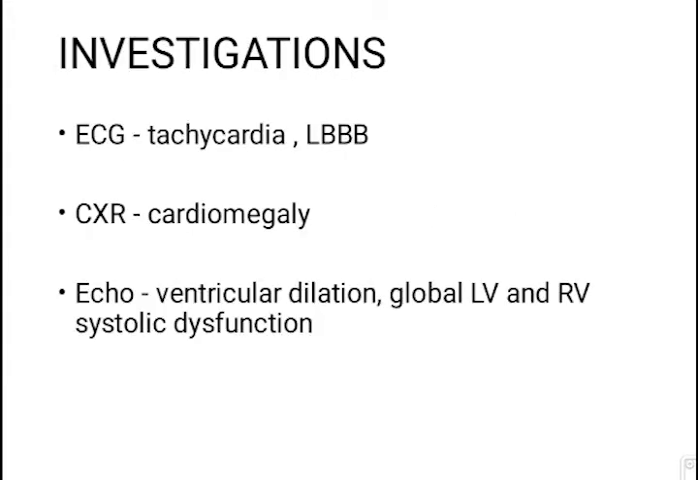How will we do investigations and what will we do? First we'll do an ECG. ECG will show a left bundle branch block because of the enlarged and dilated left ventricle. The nerve supplies also will be damaged. Chest X-ray will show cardiomegaly due to enlarged ventricle. An echo is the main investigation of choice for a dilated and non-contracting ventricle.